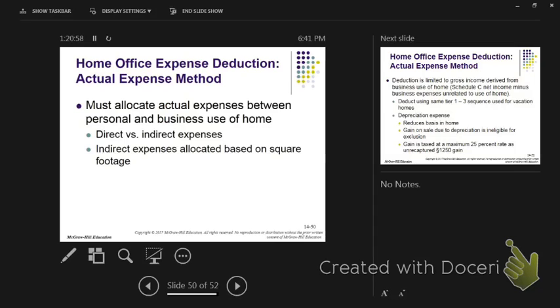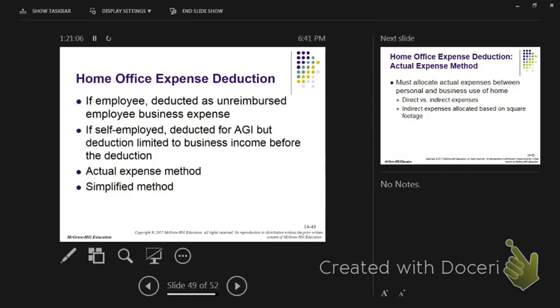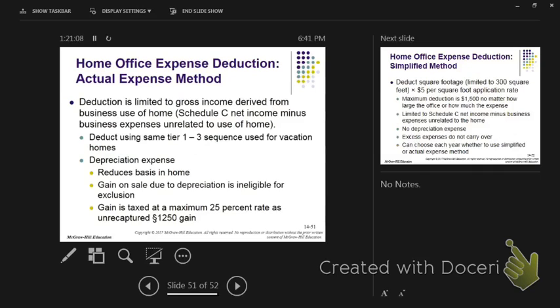The simplified version is new. And, wait a minute, did I just skip it? Okay, it's coming. We'll come back to the simplified method.